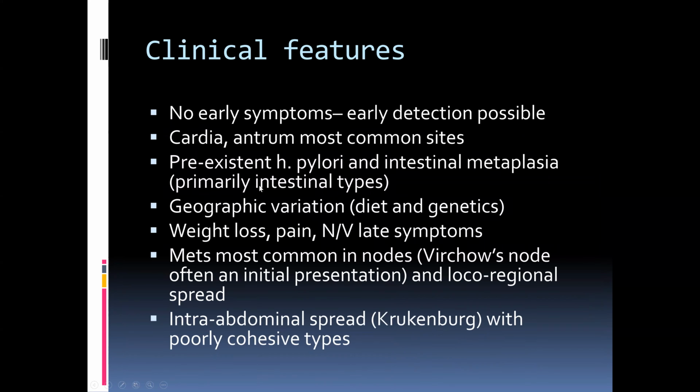Geography is important. Certainly this is much more common in Asian populations. But once you start getting weight loss, pain, nausea, vomiting, those are generally late symptoms. Intra-abdominal spread is not uncommon, particularly with the diffuse types, where you may get a Krukenberg type of tumor involving the ovaries, or with spread to other mesenteric or peritoneal sites. And sometimes that actually is the first indication because, as I said, it may not present with initial symptoms at the location.